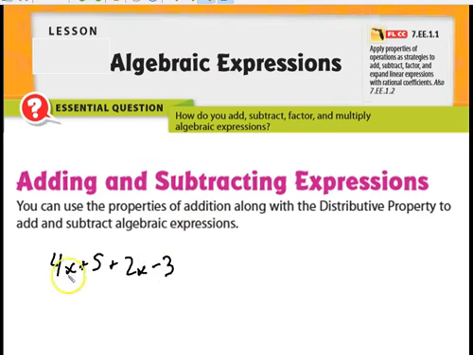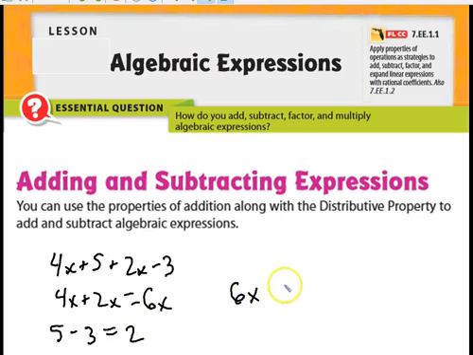So basically what I'm doing is 4x plus 2x and then 5 minus 3. So I get 4x plus 2x. 4 and 2 is 6, and then just x. Okay? I'm adding the 4 and the 2, and the x just stays the same. Then 5 minus 3 is 2, positive 2. So what I end up getting is 6x plus 2. That is my final answer.